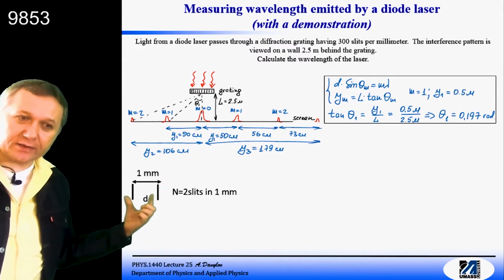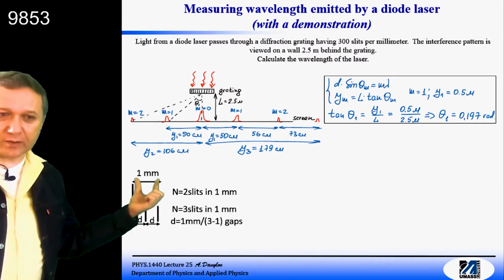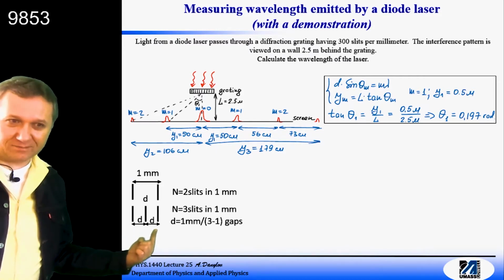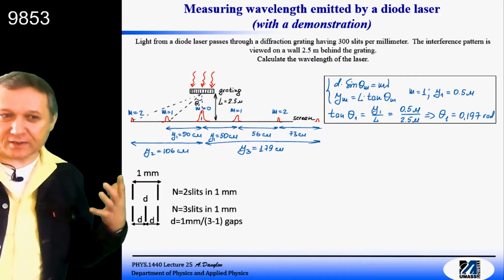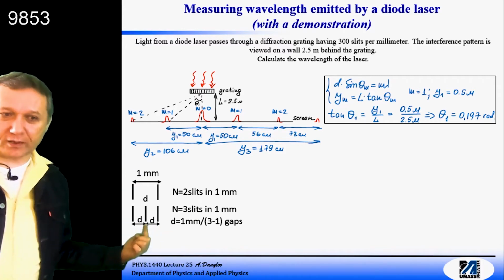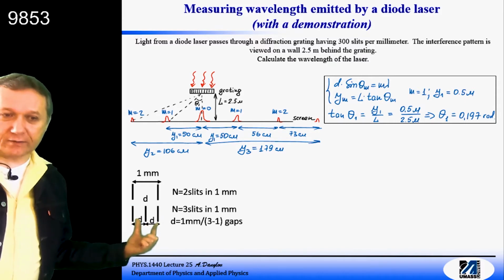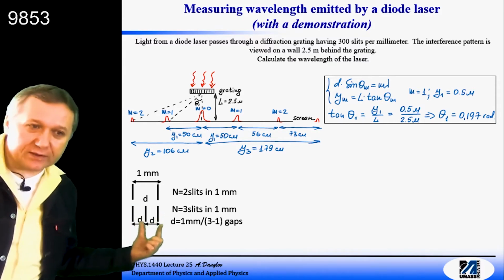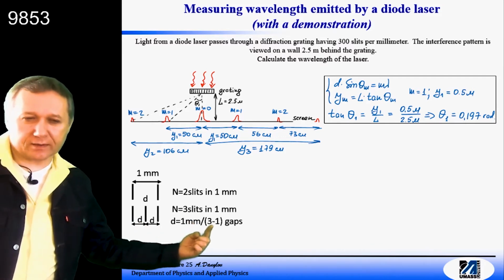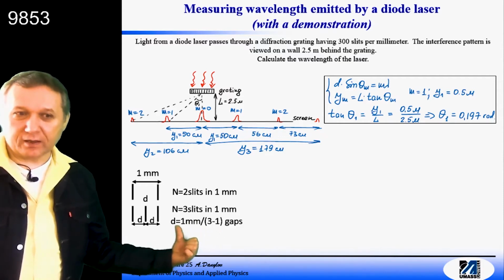Now let's increase the number of slits. Let's say 3 slits, again in 1 millimeter. Now we have only 2 gaps, D and D. So you see, the number of gaps is less than the number of slits by 1. How can we find D? We take 1 millimeter and divide it by the number of slits minus 1, which is 2 in this case. So it will be 1 divided by 3 minus 1. That will be D.